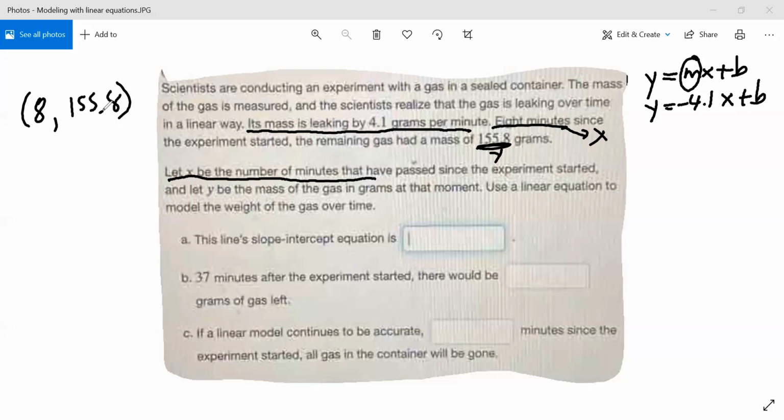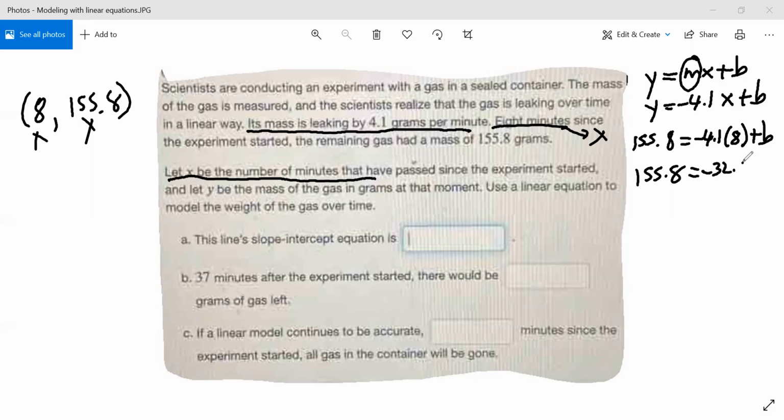I have 155.8. Okay, that's what this is, right? 155.8. Okay, now I'm going to plug that in. So this is X, this is Y, to find the b. So this is 155.8 equals negative 4.1 times 8 plus b. Now let's do this algebra here. I'm going to have to use my calculator. So I'm going to do 4.1 times 8. That's negative 32.8 plus b.